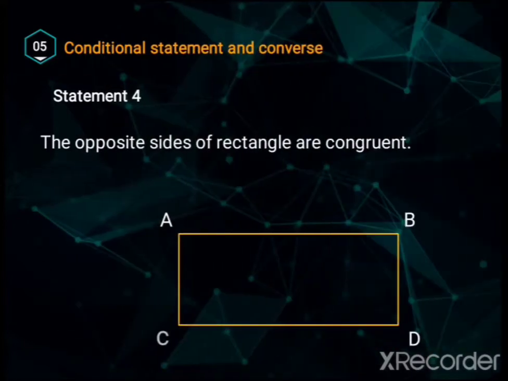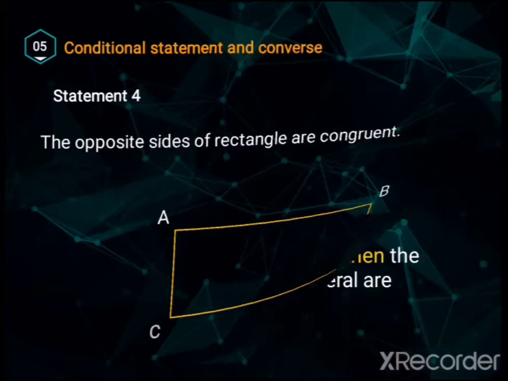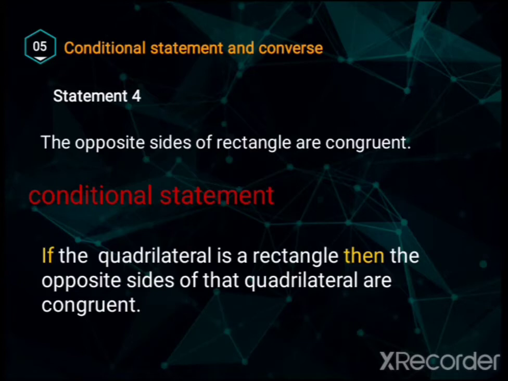Let's see statement number 4. The opposite sides of a rectangle are congruent. Now you know opposite sides of a parallelogram are also congruent. Here we are using rectangle. Rectangle is a type of quadrilateral. So let's create its conditional statement: if the quadrilateral is a rectangle, then the opposite sides of that quadrilateral are congruent. Here we first use quadrilateral and then we use our target, that the opposite sides of that quadrilateral are congruent.